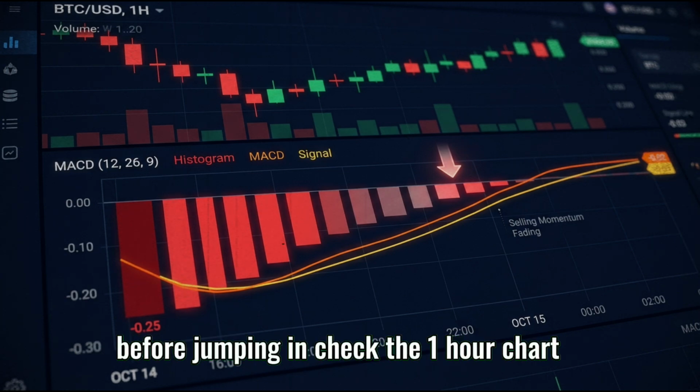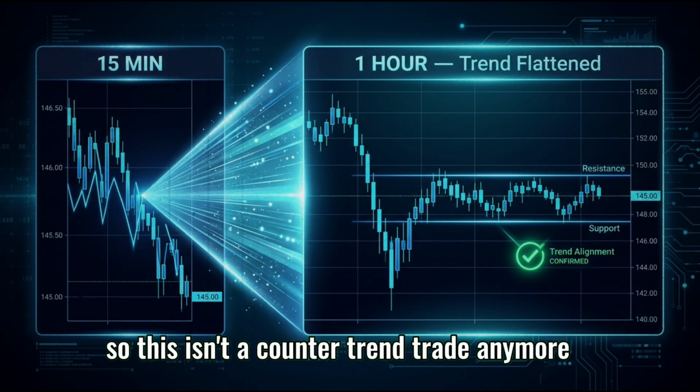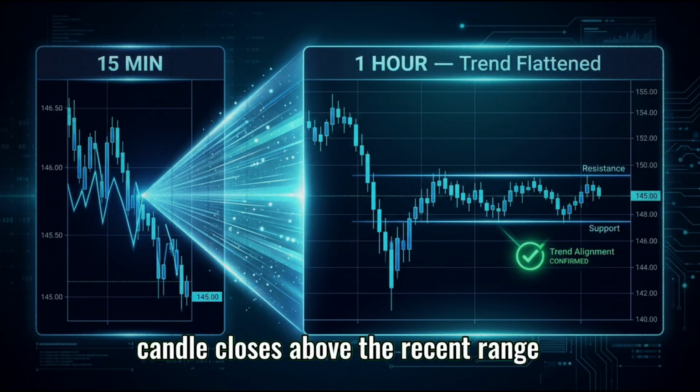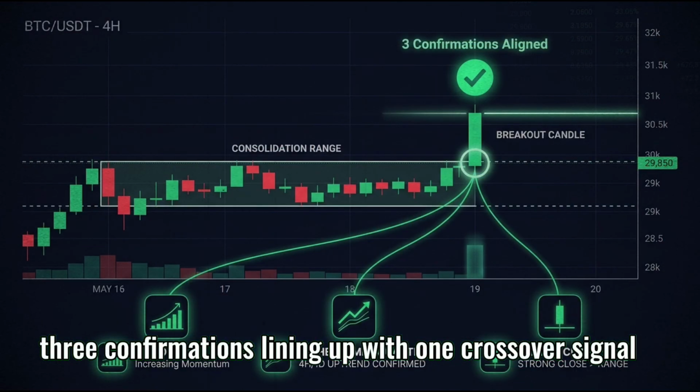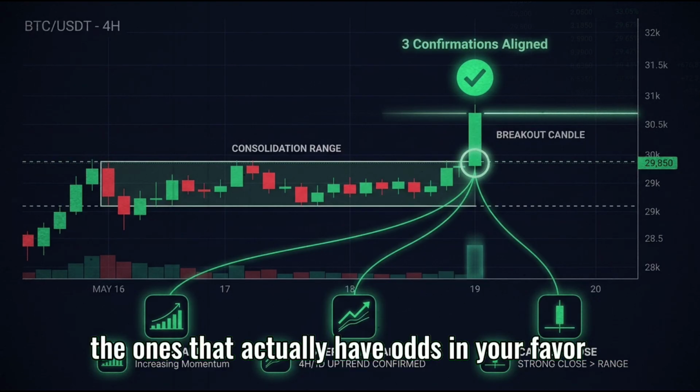Before jumping in, check the 1-hour chart. Trend has already flattened out, so this isn't a counter-trend trade anymore. It's aligned. Candle closes above the recent range. 3 confirmations lining up with 1 crossover signal. That's the difference between trading every crossover and trading the ones that actually have odds in your favor.